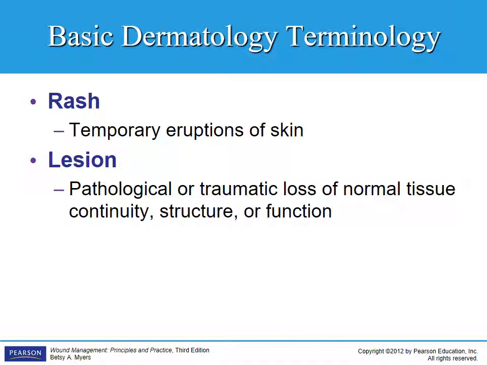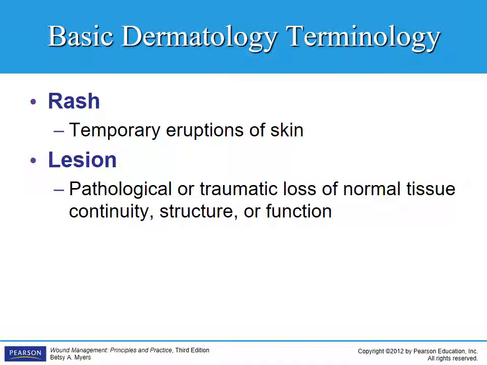So let's talk a little bit about dermatology terminology. A rash is a temporary eruption of the skin, whereas a lesion is a pathological or traumatic loss of normal tissue continuity, structure, or function. In other words, if there's an opening or a fissure, some kind of splitting, that's a lesion, whereas a rash is an eruption just on the skin.